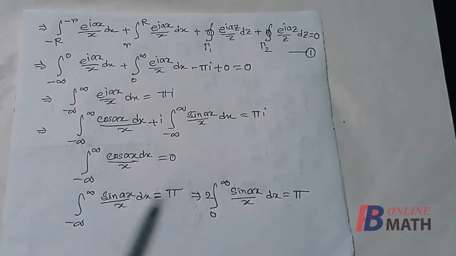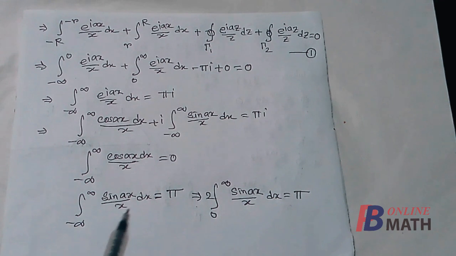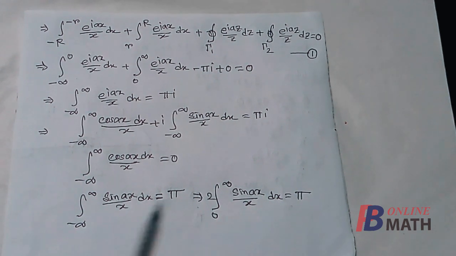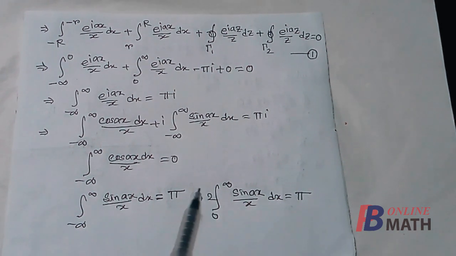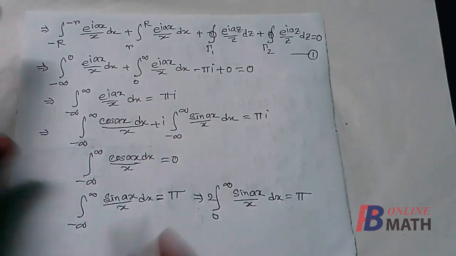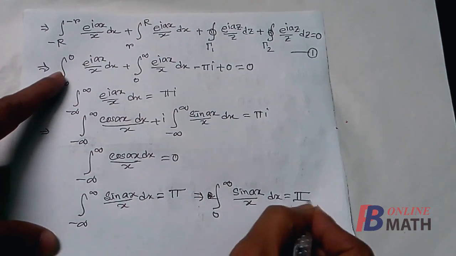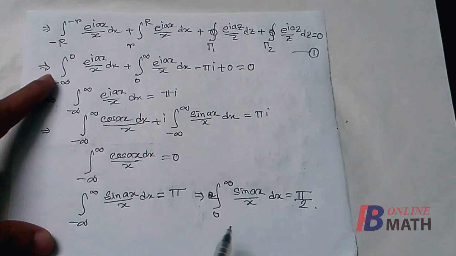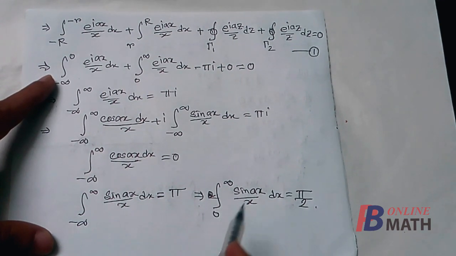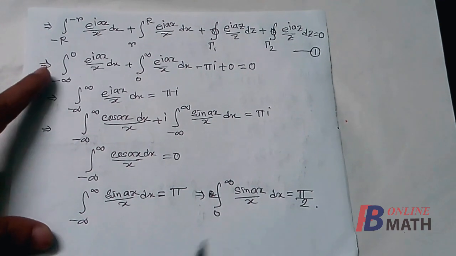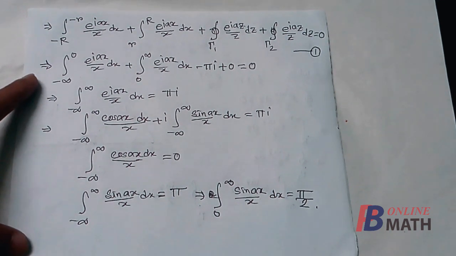Moreover, we find that sine ax by x is an even function. So the limits can be replaced by 2 times 0 to infinity. If we take this 2 to the right hand side, this is the value of this integral: the integral from 0 to infinity of sine x by x dx equals pi by 2. So this is the required result we have obtained.